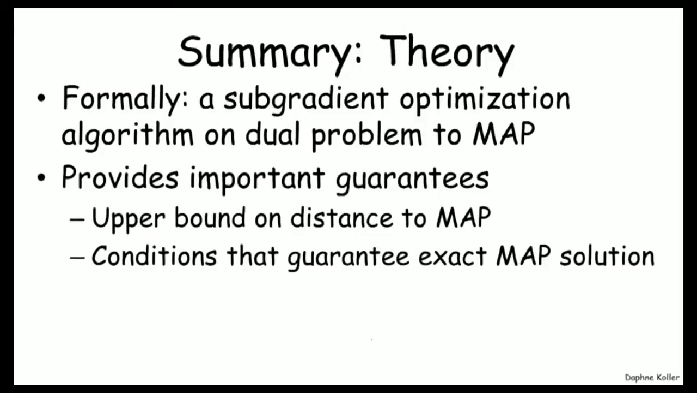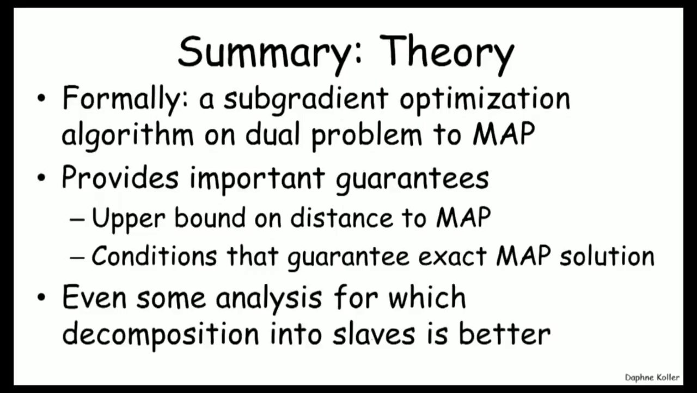But this view does provide some important guarantees, some of which I've mentioned in this presentation. First, it gives us an upper bound on the distance between where we are and the true MAP assignment. And it provides us with conditions, such as agreement among all of the slaves, that guarantee we have actually found a true exact MAP solution. And there's even some interesting analysis, which I'm not going to present, that tells us when one decomposition of the model into slaves is better than a different decomposition of the model into slaves.